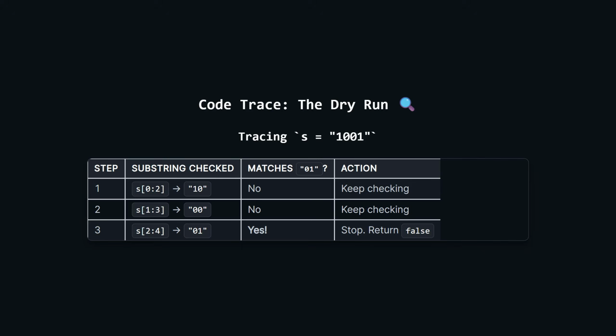Even though it's a one-liner, let's trace how the computer actually processes this under the hood using our failing example, 1001. The in keyword scans the string looking for the exact match. First it looks at the first two characters, 10, that's not a match. Then it moves over one spot and looks at 00, still no match. Finally, it checks the last two characters and finds 01. Bingo! It found the forbidden pattern, so the statement returns false.